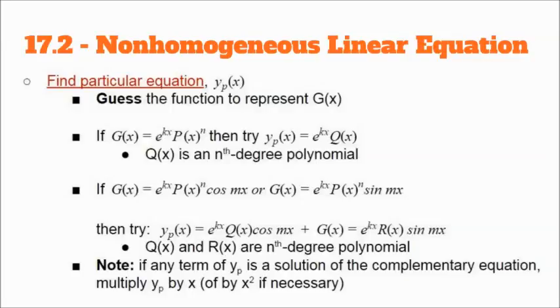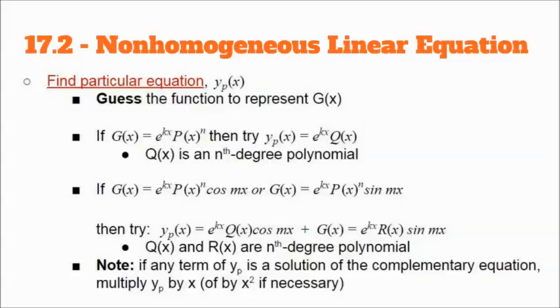Now, a good way to do this is, for example, if g of x is equal to e to the power of kx times p of x, where p is a polynomial of degree n, then try y_p of x equal to e to the power of kx q of x, where q is an nth degree polynomial.